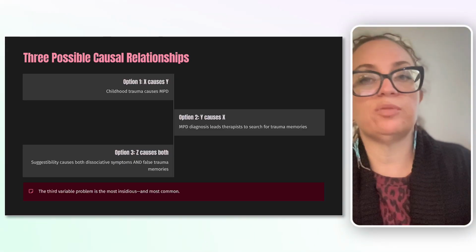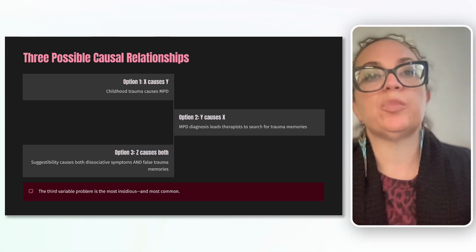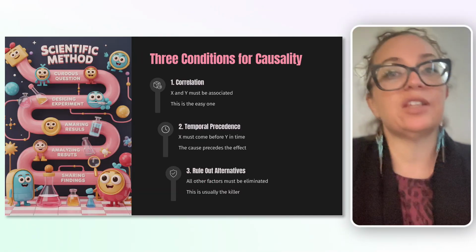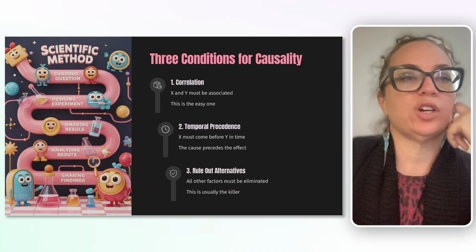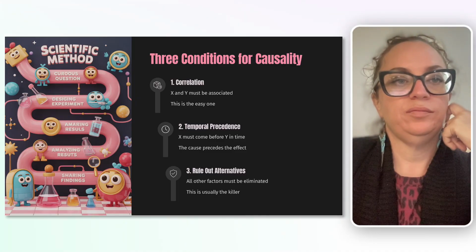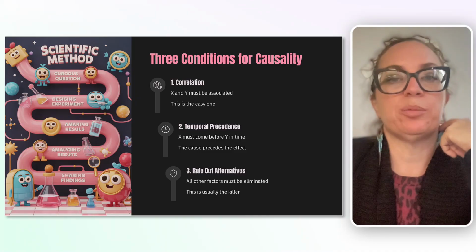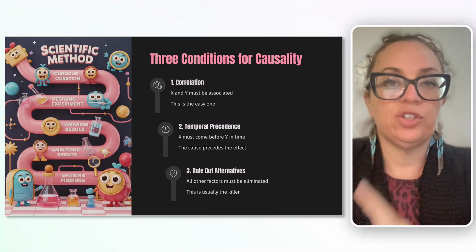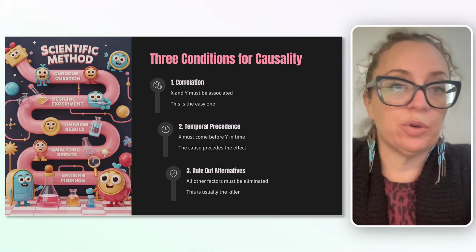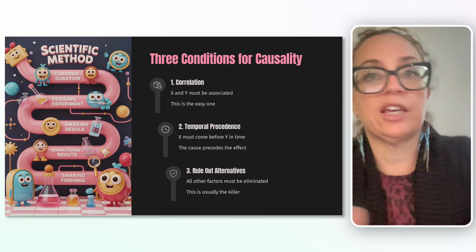You observe a correlation between trauma and multiple personalities, but the real cause might be something else entirely that's causing both of them. Okay. Three conditions for causality. So how do you establish causation? You need three things, okay, three conditions. Condition 1 is X and Y obviously have to be correlated. If they're not even associated, X can't be causing Y.